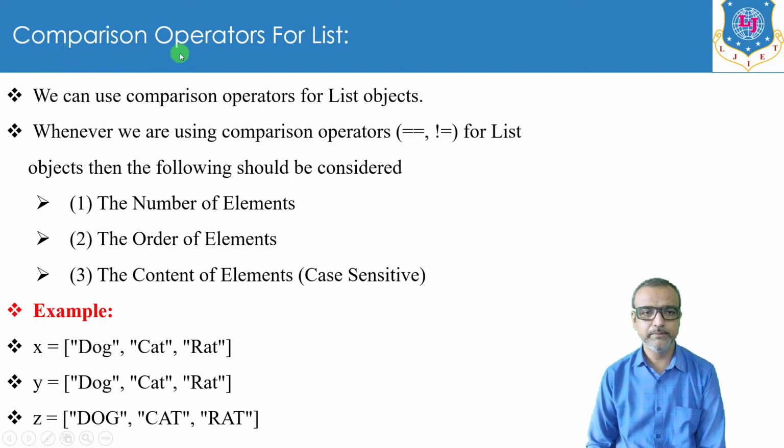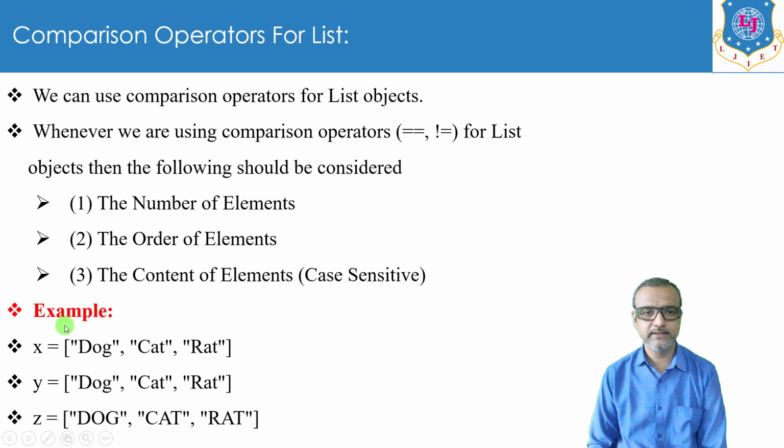Now we will see comparison operators for list. We can use comparison operators for list objects. Whenever we are using comparison operators, that is equals to and not equals to, for list objects, the following should be considered. The first one is the number of elements, the second one is the order of elements, and the third one is the content of elements. Just keep in mind that the contents of elements are case sensitive.